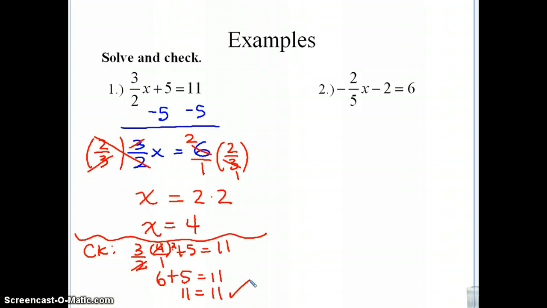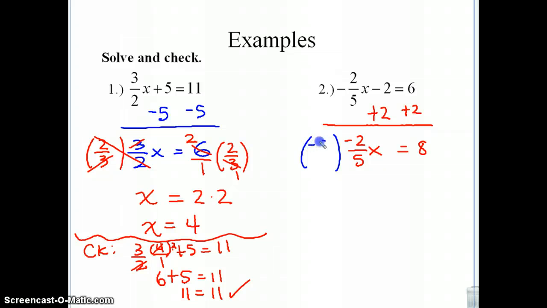Continuing on to number 2, I will add 2 to both sides. When I add 2 to both sides, I end up on the right-hand side having 8. On the left-hand side, I'll have -2 over 5x. In order to eliminate that fraction, I'm going to multiply by the reciprocal. When I multiply the reciprocal on the left-hand side, the 2's cancel, I'm left with a -1. The 5's cancel, I'm left with a -1. A -1 times a -1 is a positive, so I'm left with x.